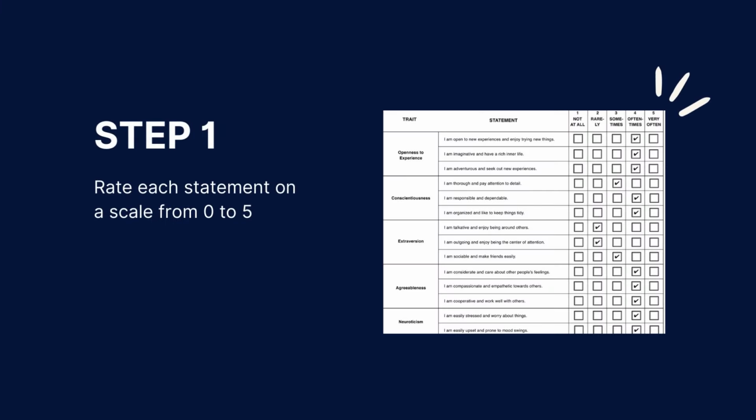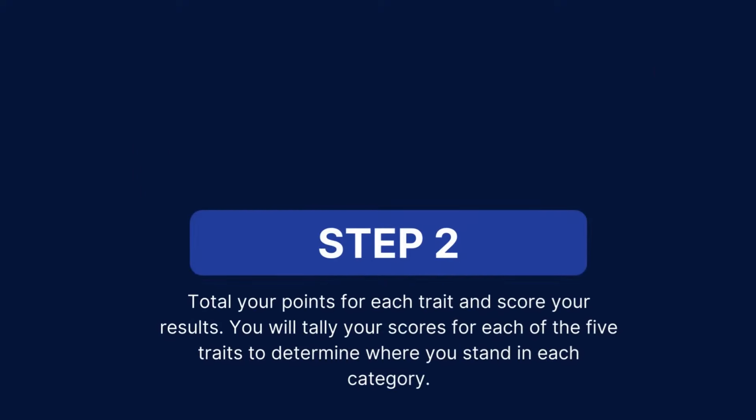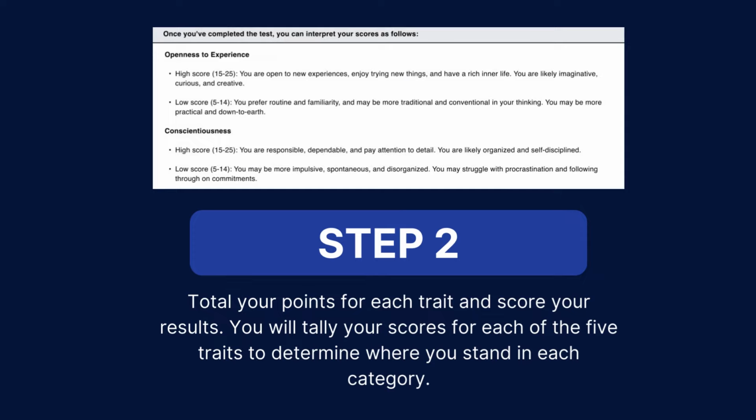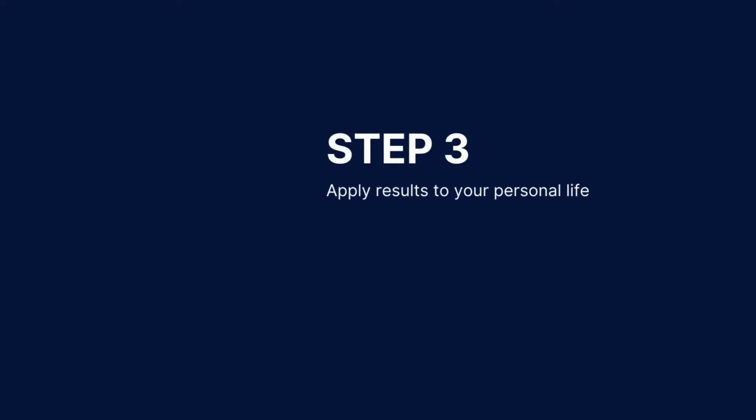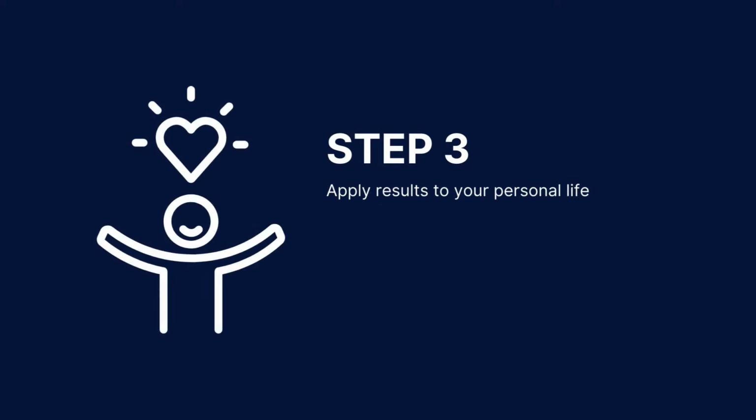The first step to completing these worksheets is to read and rate each statement on a scale from 0 to 5. The second step is to total your points for each trait and score results. You will tally scores for each of the 5 traits to determine where you stand within each category. Once completed, it's recommended to apply the results within your personal life with reflection.